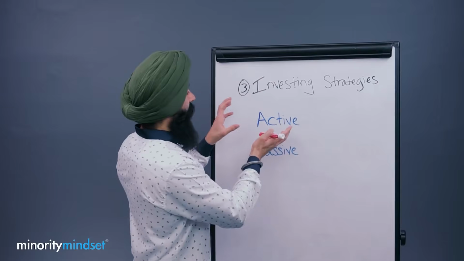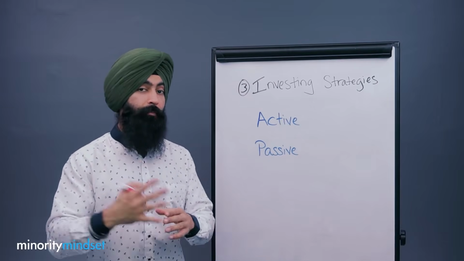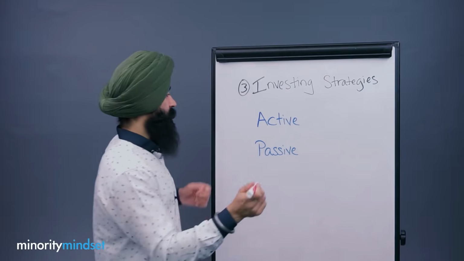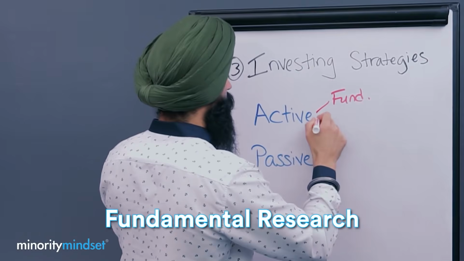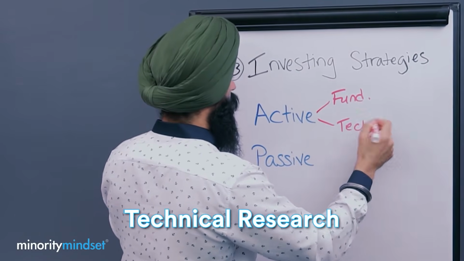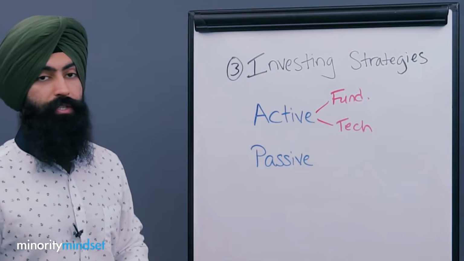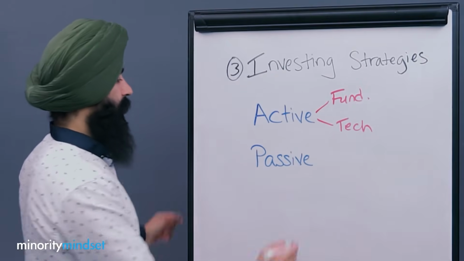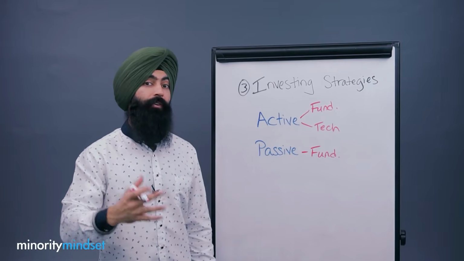Now, within this type of active investing, there's a whole bunch of different strategies that you can use, but they ultimately come down to doing two different types of research. You can either do fundamental research, so I'm going to call it fund, or technical research. Or you can also do both depending on what strategy you have. But those are the two types of research you can do, fundamental or technical. As a passive investor, you're mainly going to be looking at the fundamental type of research.